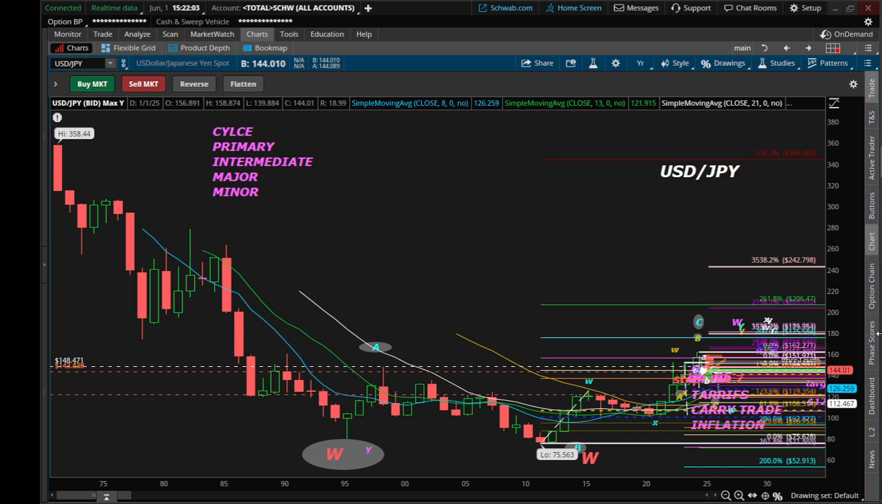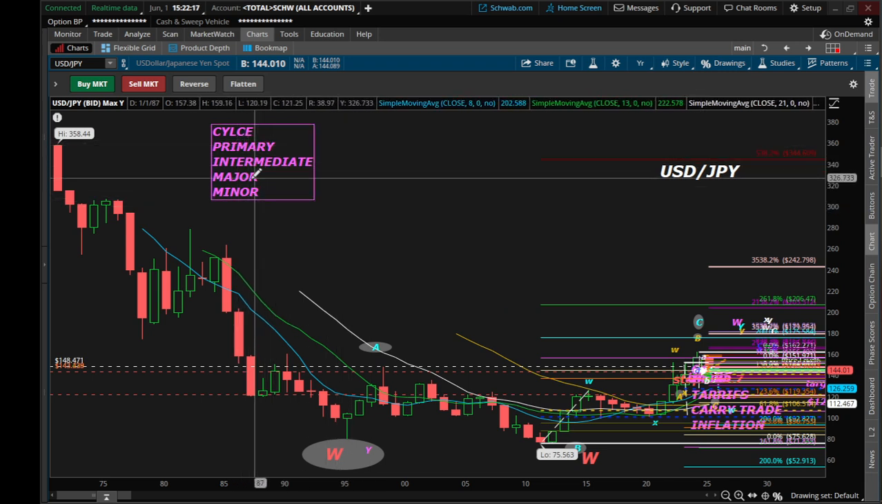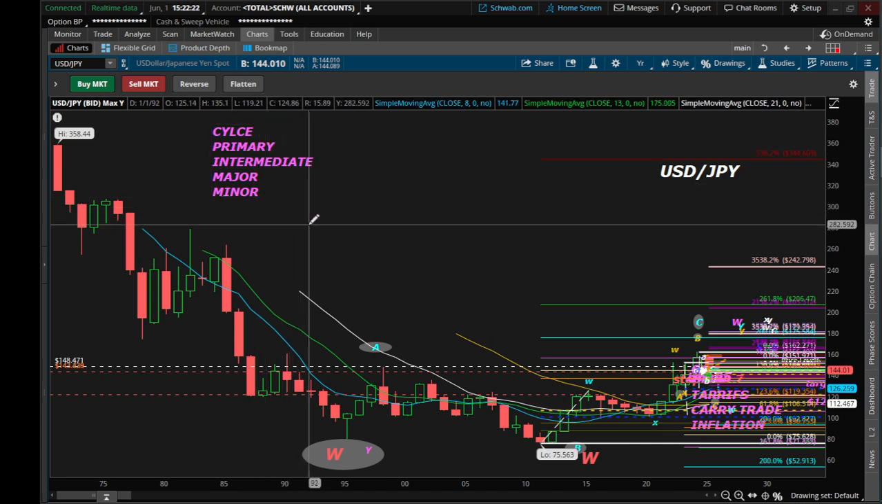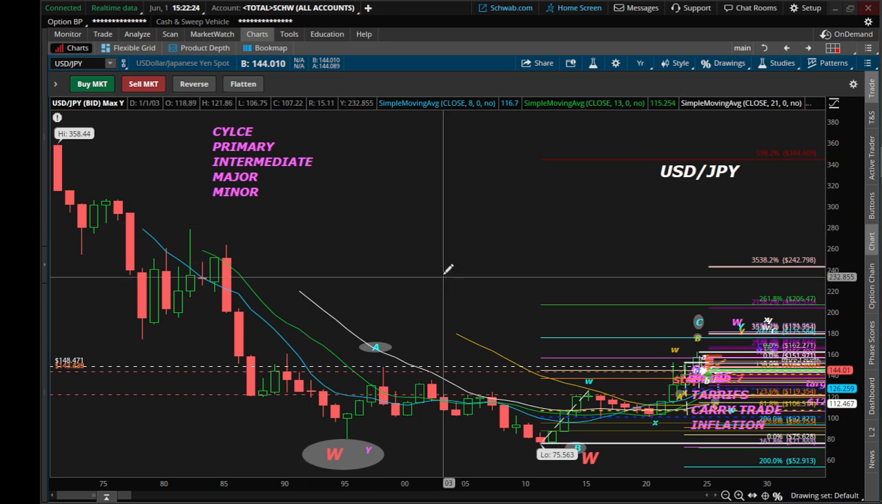Trading Fibs video. This is the chart on the US dollar Japanese yen spot. Looking for the long-term trend here. I've got the Elliott wave degrees indicated with cycle, primary, intermediate, major, minor. These are the cycle degrees we're going to mostly be working with today.